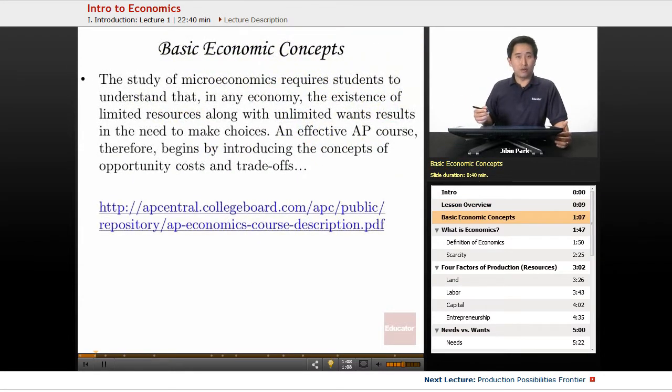So basic economics, for the College Board, the first section is going to be basic economics, and this is what's contained in the College Board curriculum here. The study of microeconomics requires students to understand that in any economy, the existence of limited resources along with unlimited wants results in the need to make choices. An effective AP course, therefore, begins by introducing the concepts of opportunity costs and trade-offs. And so that's what we're going to start off with there. This is a fuller link to getting to the College Board curriculum.